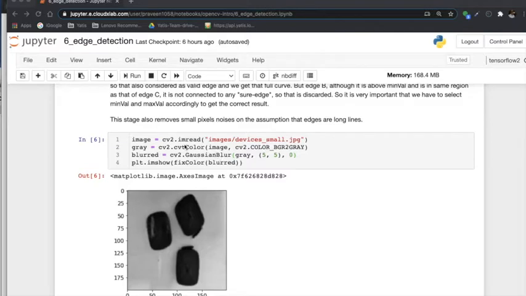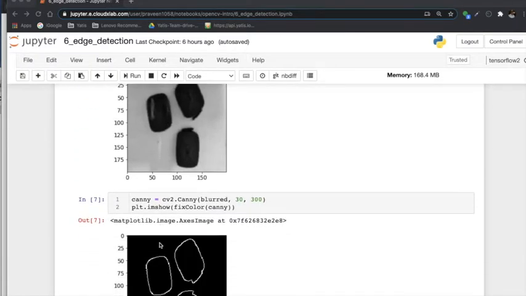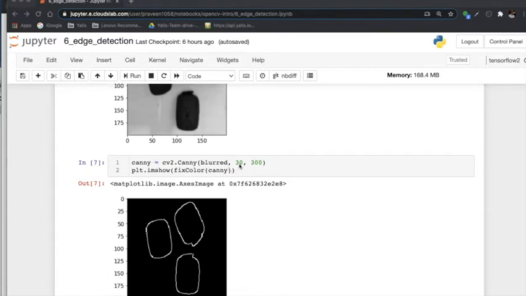Now again, we're going to take the picture which I have, which is a set of GPS devices from an office. We grayscale it, and we apply Gaussian blurring with a 5x5 kernel, and as you can see, this reduces some of the noise here and there. You can still see some noise. And then we apply Canny.